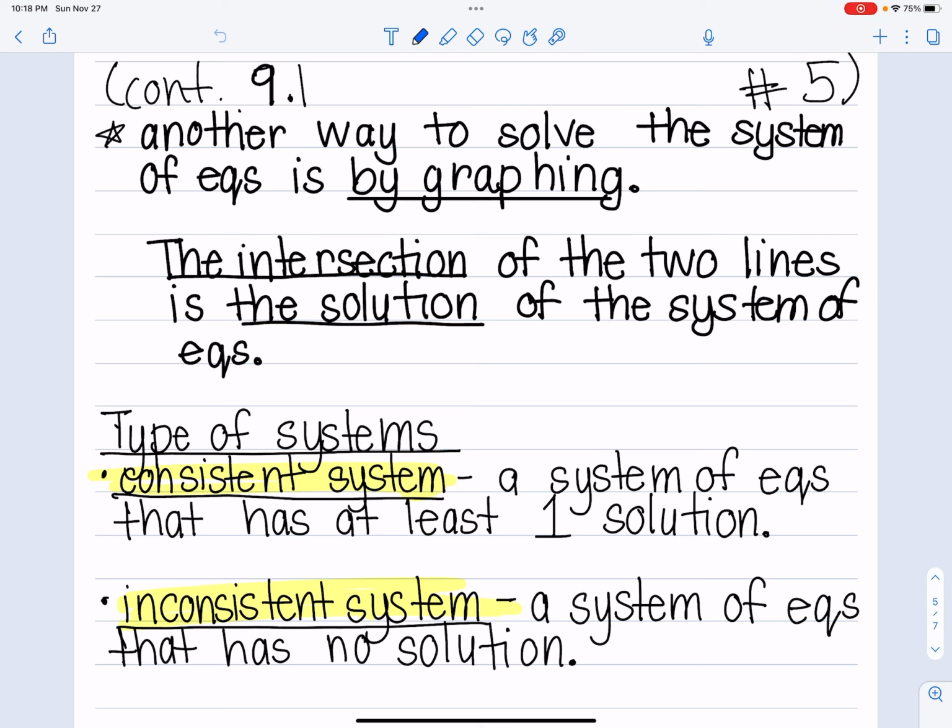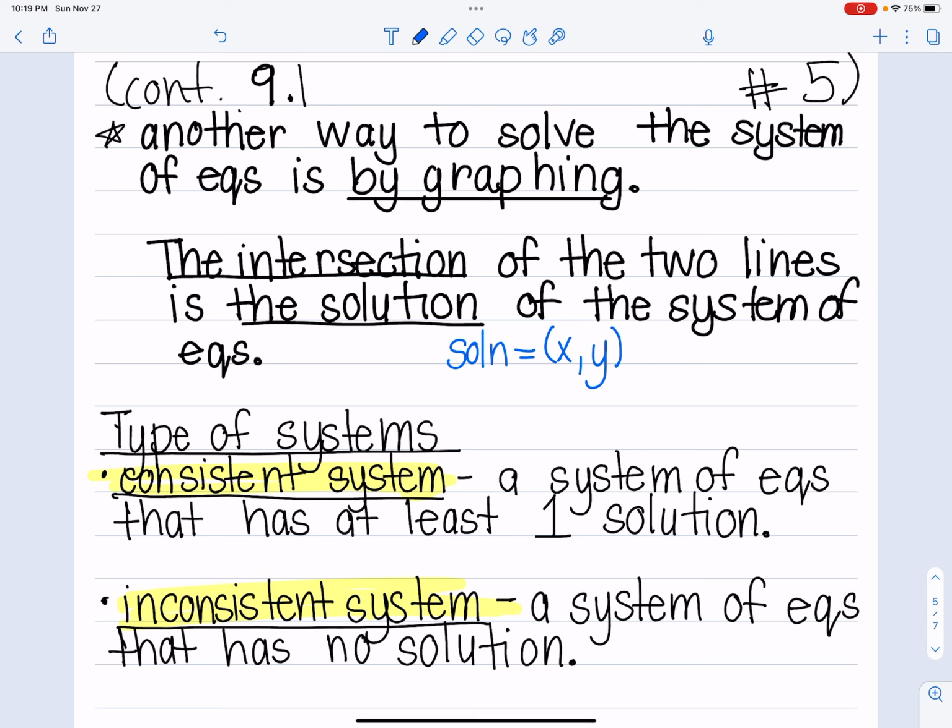Here in this section, another method to solve systems of equations is by graphing. I mentioned that earlier, but we're not doing graphing in this section. If you had to graph the two lines, the intersection where the two lines meet would be the solution of the system of equations. Remember, your solution is an ordered pair, x, y. That would be your solution right there.